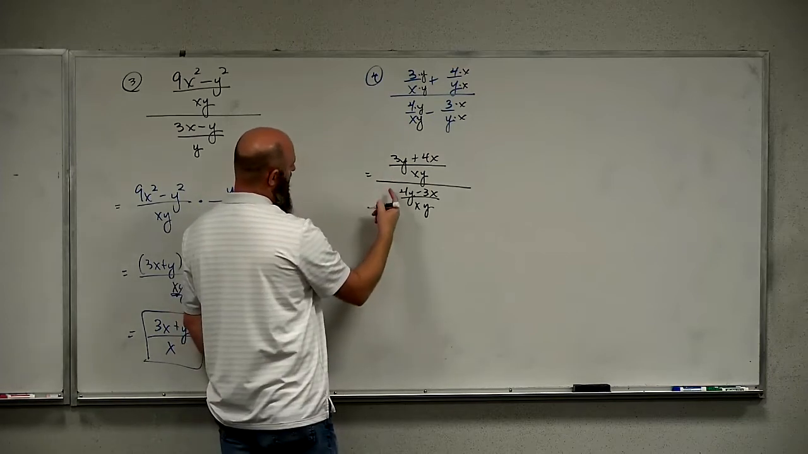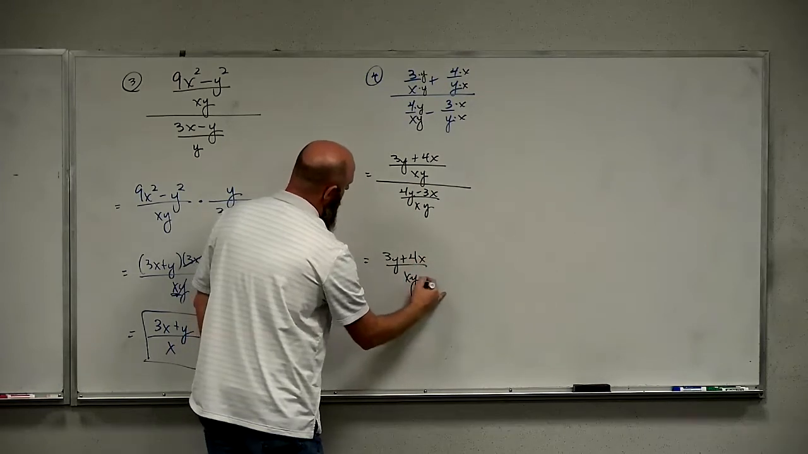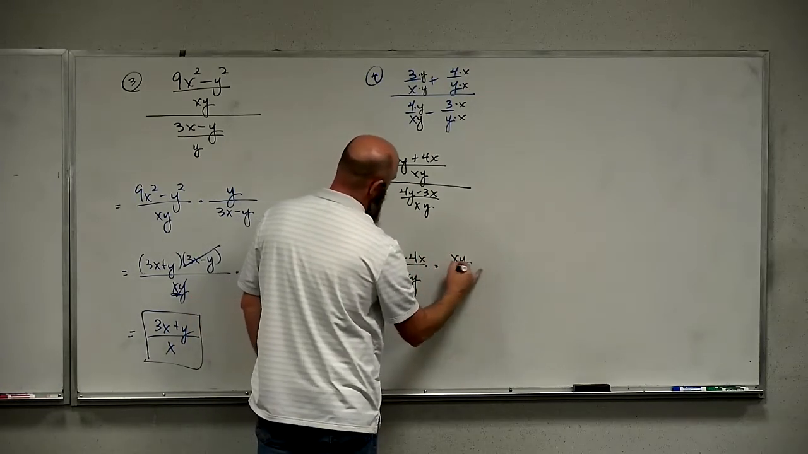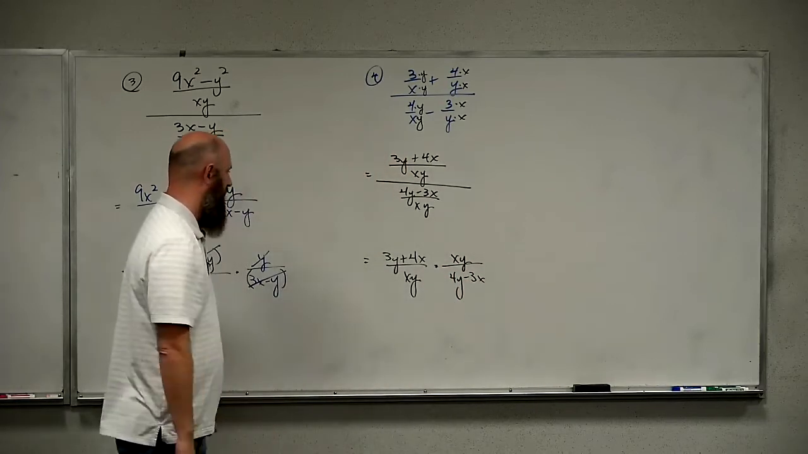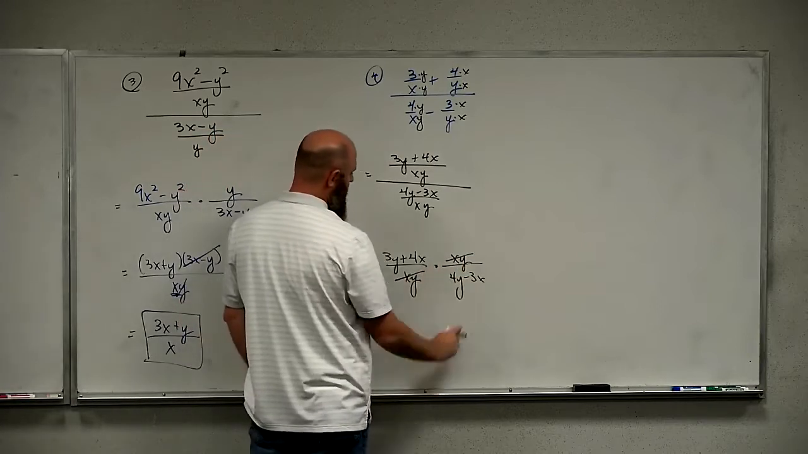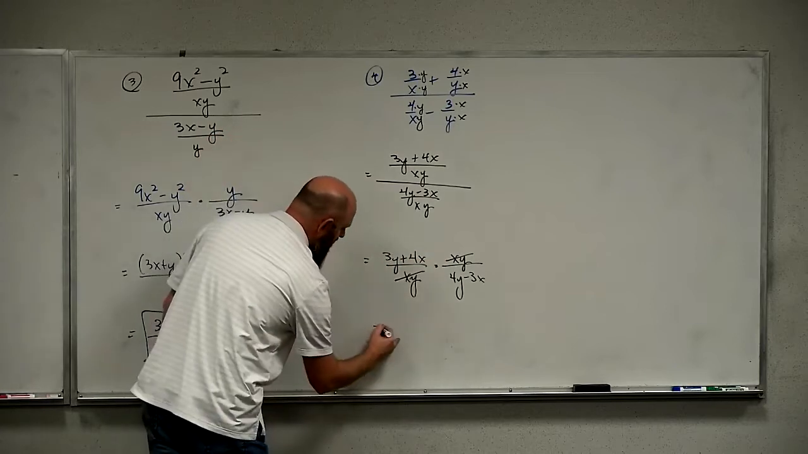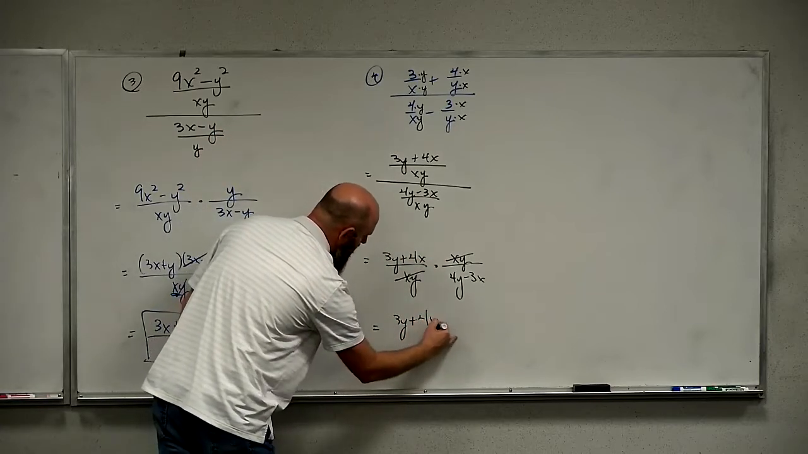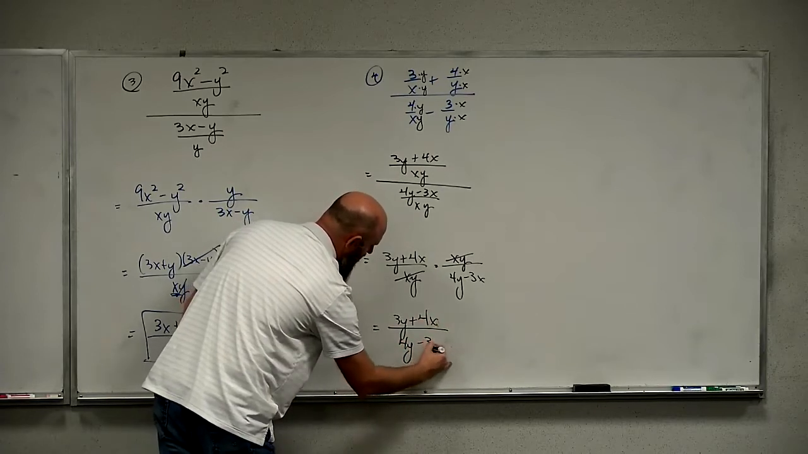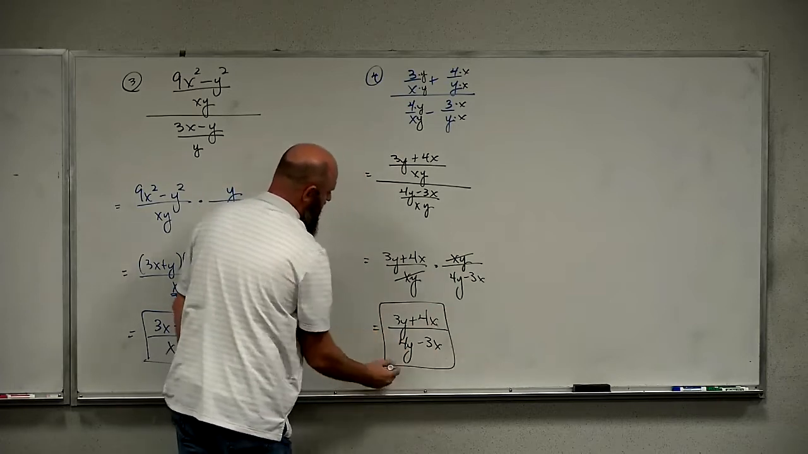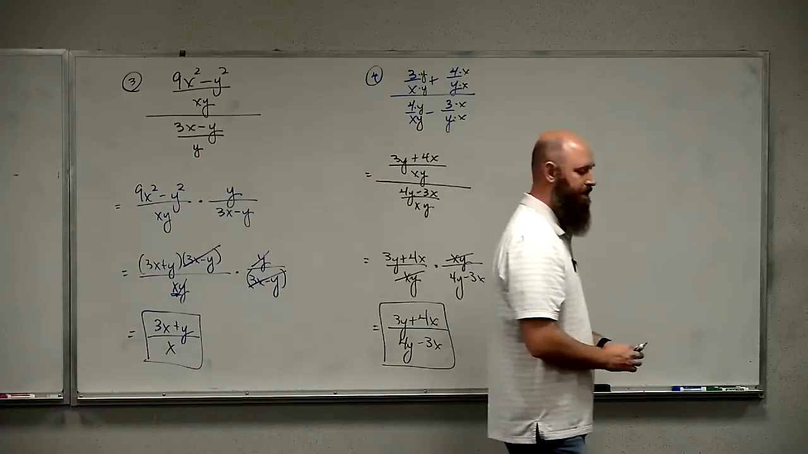So now we can keep change flip. So 3y plus 4x over xy times xy over 4y minus 3x. Hopefully we can see here the xy's are going to cancel. But we can't do anything, no factoring out of those other pieces. And so we get 3y plus 4x over 4y minus 3x. And that is our result there.